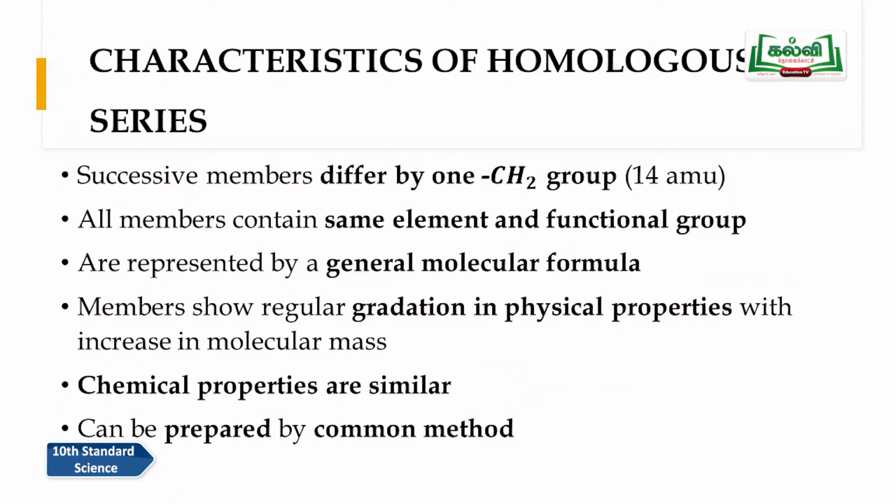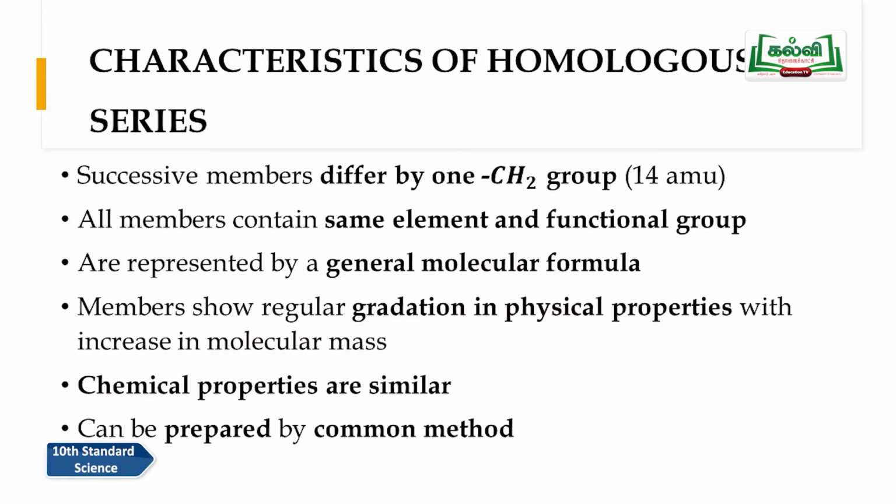The CH2 group is called the methylene group. Now, what is the molecular mass of the CH2? Atomic mass of carbon is 12. There are 2 hydrogen atoms, so 2 into 1 is equal to 2. The total mass is equal to 14. So, when we say they differ by a CH2 group, the molecular mass of successive members will differ by 14 AMU. AMU stands for atomic mass unit.